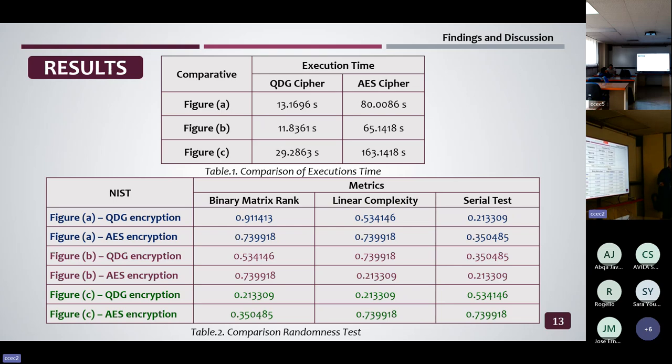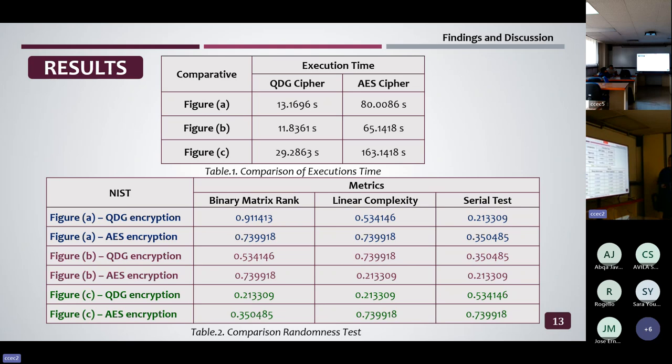The NIST determines the randomness with a threshold value of 0.01, and if the result is greater than this value, the test is approved and I have a random sequence. In other cases, the test is considered non-random.